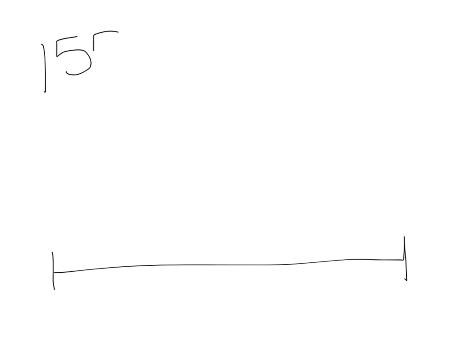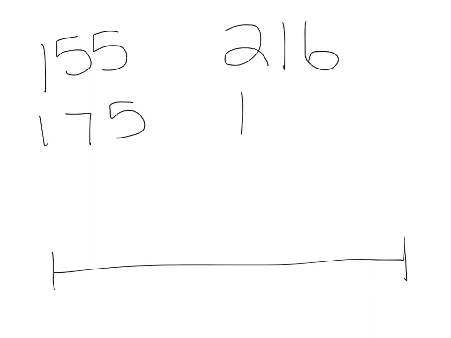Okay, this time I'm going to give you 4 numbers, and I want you to plot them on a number line. Okay, I'm going to give you the number 155, 175, 216, and 132. I want you to pause the video and create a number line and plot these 4 numbers on the number line. Which of the 4 is going all the way to the left, which of the 4 is going all the way to the right, and then where would the other 2 fall? Hit play when you're ready.